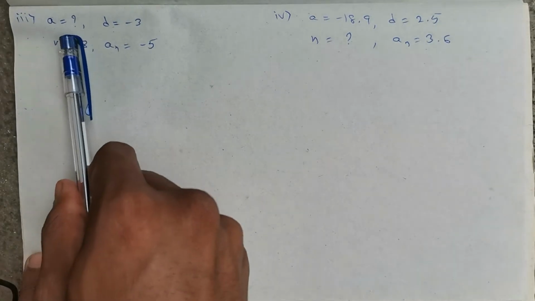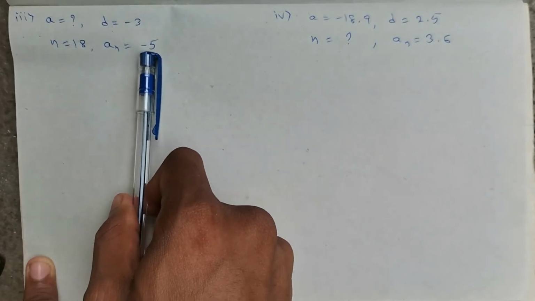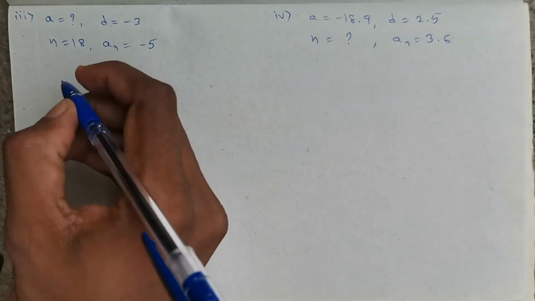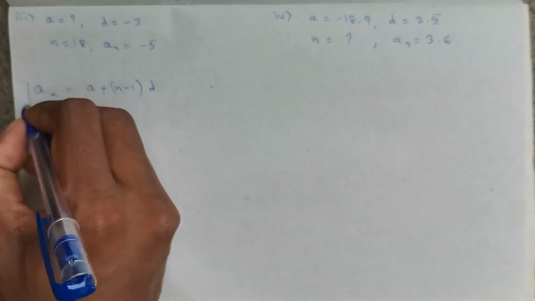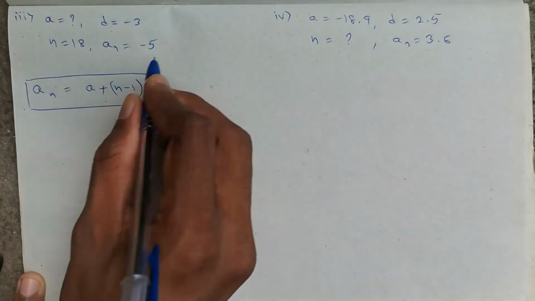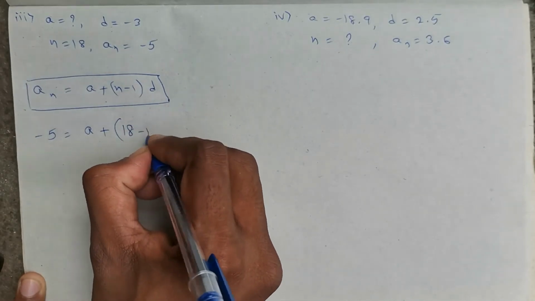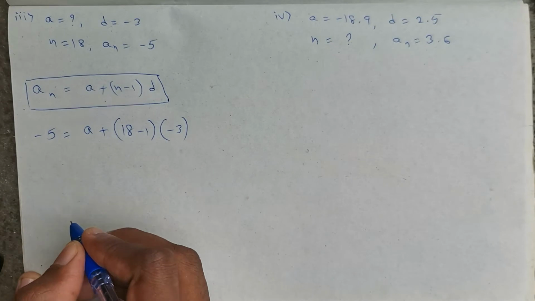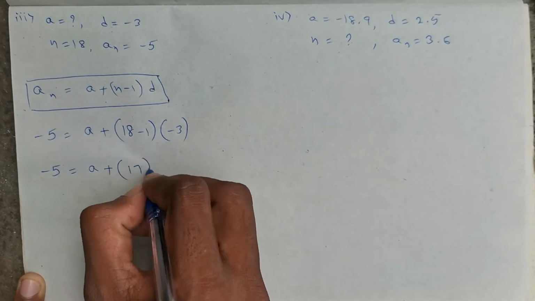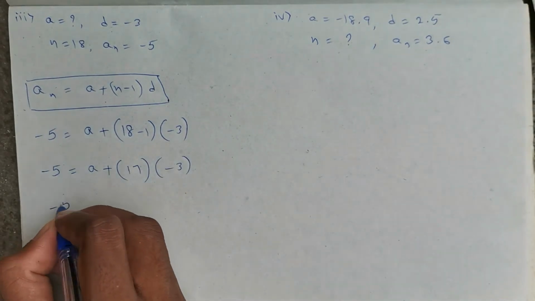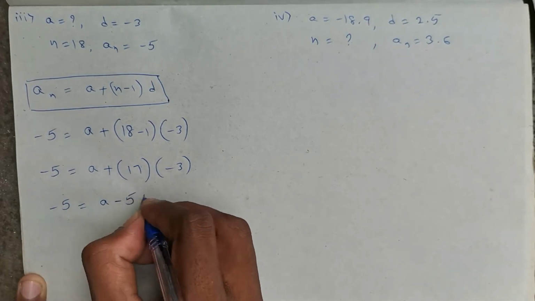The next question is a equals how much? D equals minus 3, n equals 18, and an equals minus 5. We need to find the a value, that is the first term. So an equals a plus (n minus 1) into d. Here an is given as minus 5 equals a, we need to find out, plus n, given as 18, minus 1 into the common difference, given as minus 3. So minus 5 equals a plus (18 minus 1), 17, of minus 3.